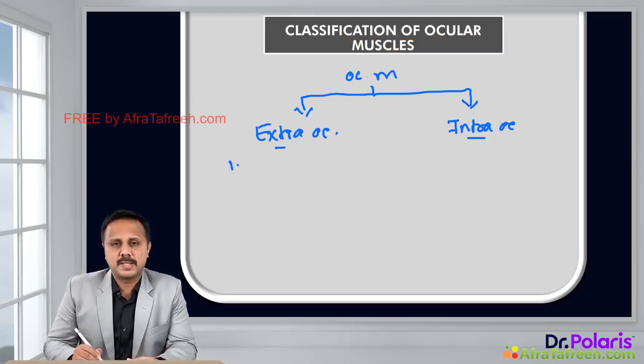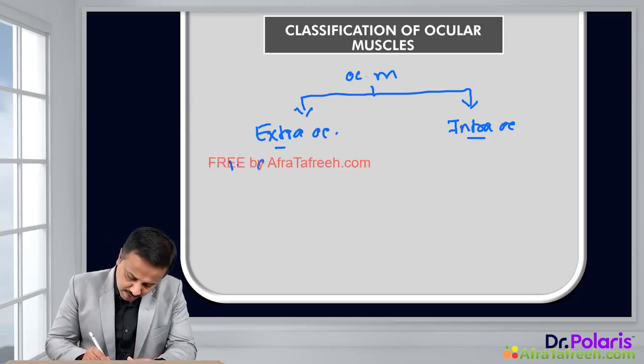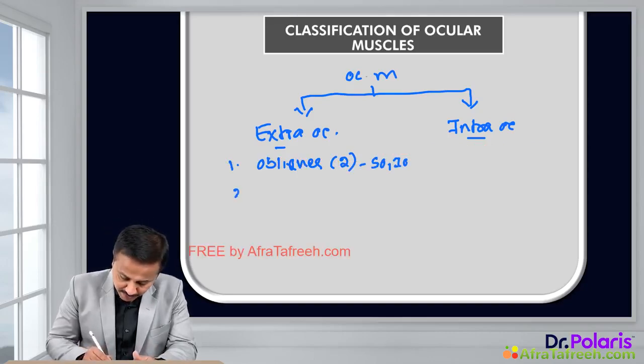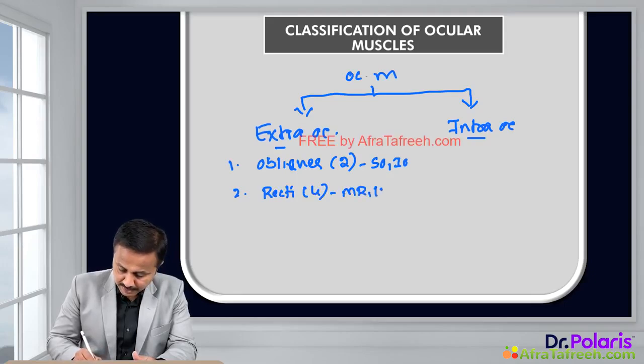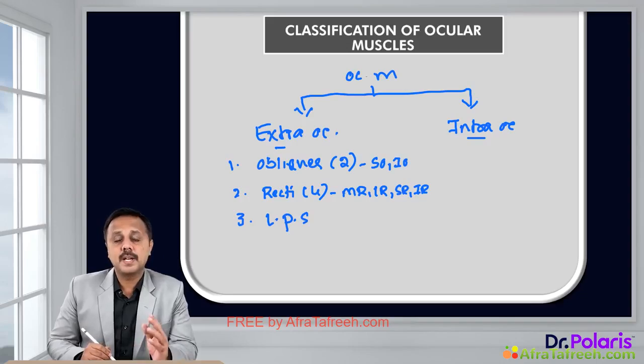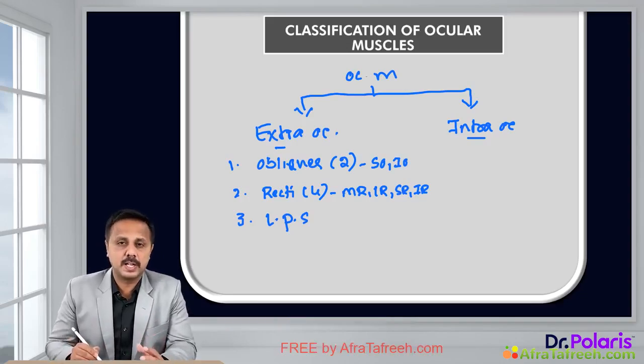What are the extraocular muscles? We have obliques, which are two in number. What are they? These are superior oblique and inferior oblique. Then we have recti. We have four recti. These are medial rectus, lateral rectus, superior rectus, and finally inferior rectus. Then we have the levator palpebrae superioris. Some authors consider only these muscles as extraocular muscles.